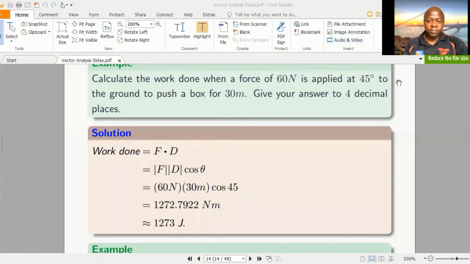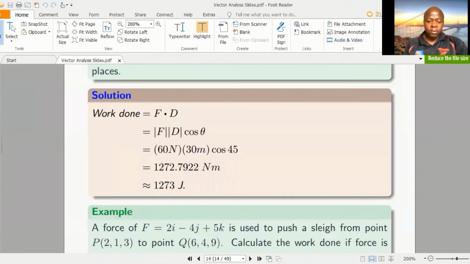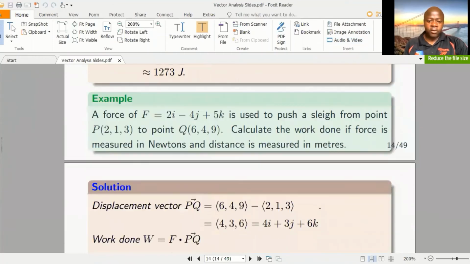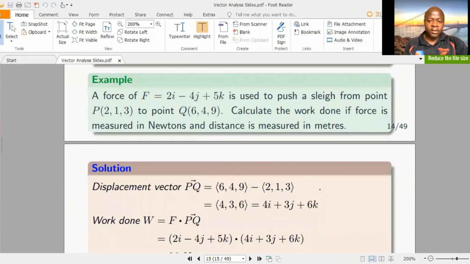Let's look at another example, slightly different from the first two. In this question, force has been given as a vector, just like in the first example. A force of 2i minus 4j plus 5k is used to push a sleigh from point P to point Q. Calculate the work done if force is measured in newtons and the distance is measured in meters.